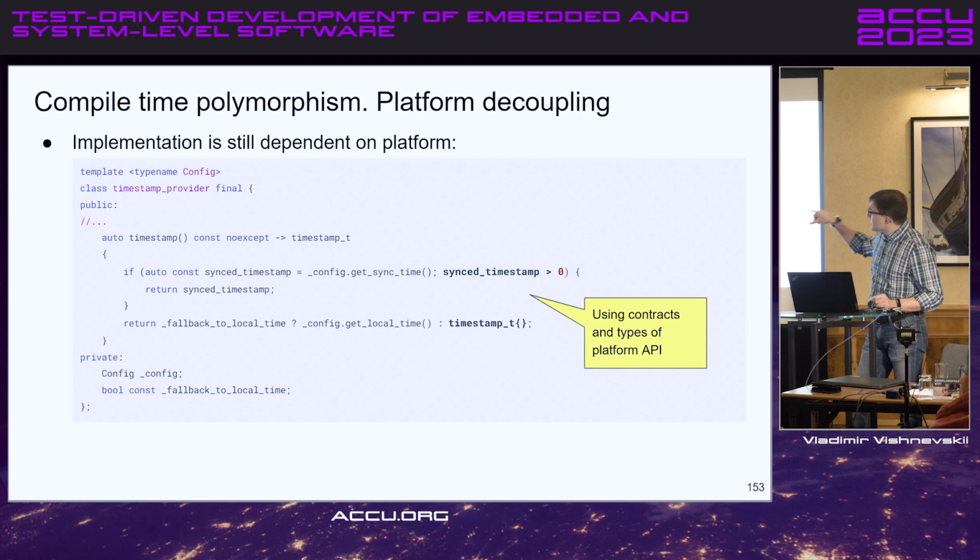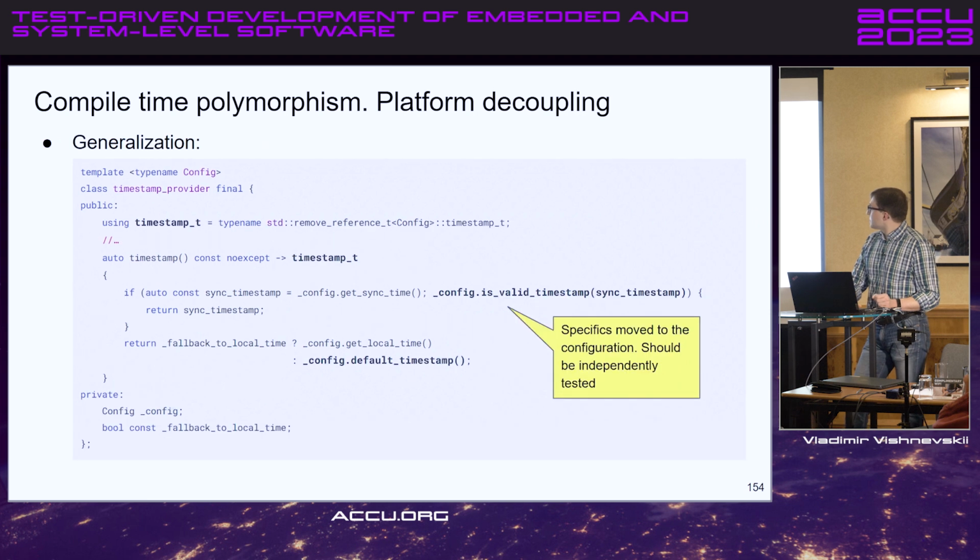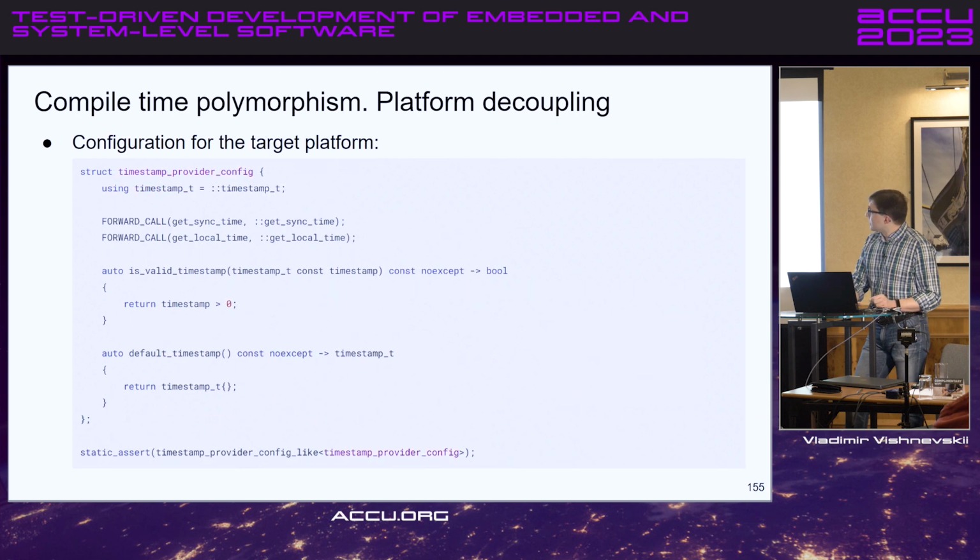One more detail. This logic is still dependent on the platform contract. According to our platform, this get sync time should be more than 0, so 0 is an invalid value. And we also use timestamp_t, which is our platform type. To remove this dependency, we need to move this into configuration as well. We can move it here, like the is-valid-timestamp check, and default timestamp, just a function that will be returning the default value. Plus, we need to inject the timestamp type. This will become a part of our configuration, and then our configuration for our platform can look like this.